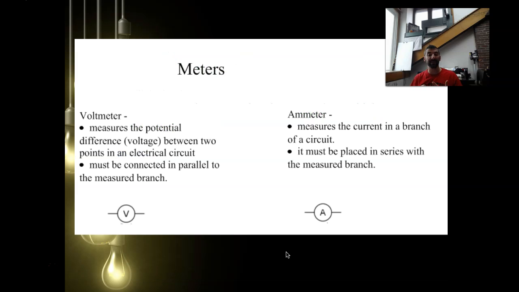Now, one thing we haven't talked about are meters. Meters do exactly what you'd expect. They measure things, like a speedometer measures speed.